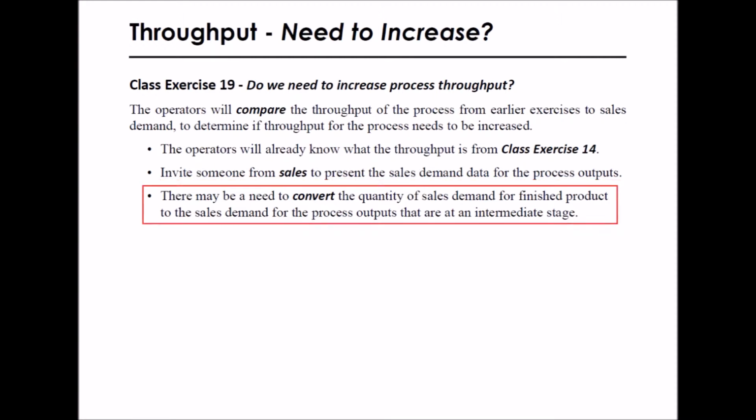There may be a need to convert the amount of sales demand for finished product to the sales demand for the process outputs that are at an intermediate stage. For example, let's say the sales numbers are for chairs, but the work cell produces armrests. So the sales numbers would need to be multiplied by 2 to determine the demand for armrests.